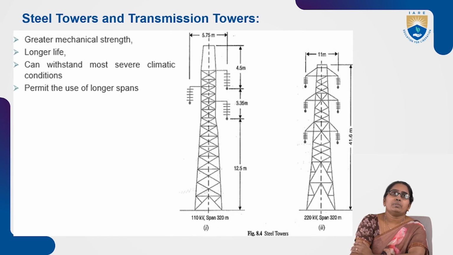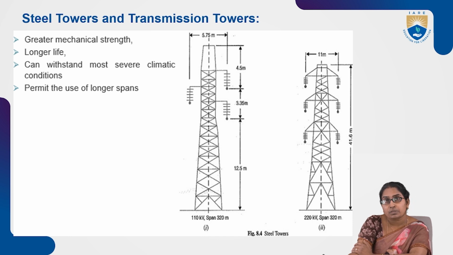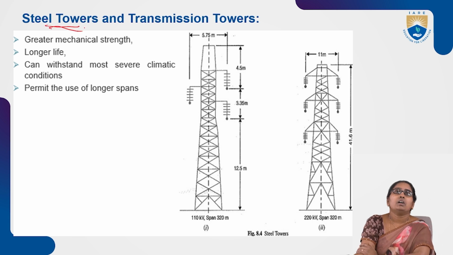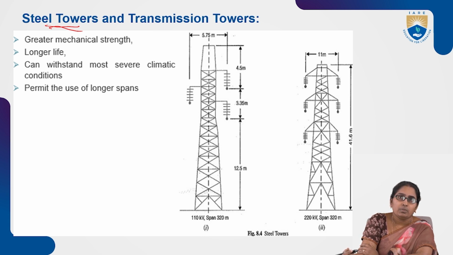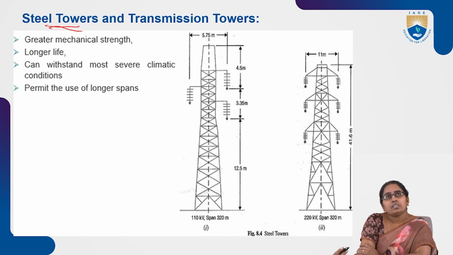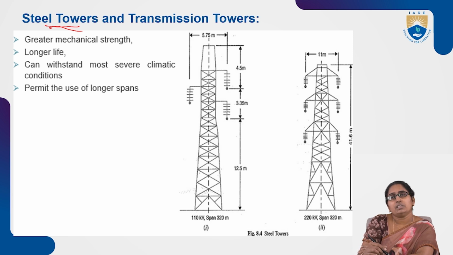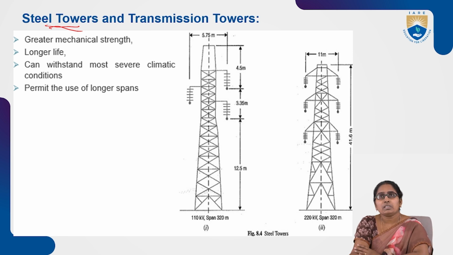Next type, steel towers. We have seen steel poles previously, but now steel towers, also called transmission towers. These are used mainly in high voltage transmission lines. We generally see this kind of tower beside highway roads. The picture on the right side shows how it looks. Its properties: good mechanical strength, longer life, withstands more severe climatic conditions, and permits longer spans.